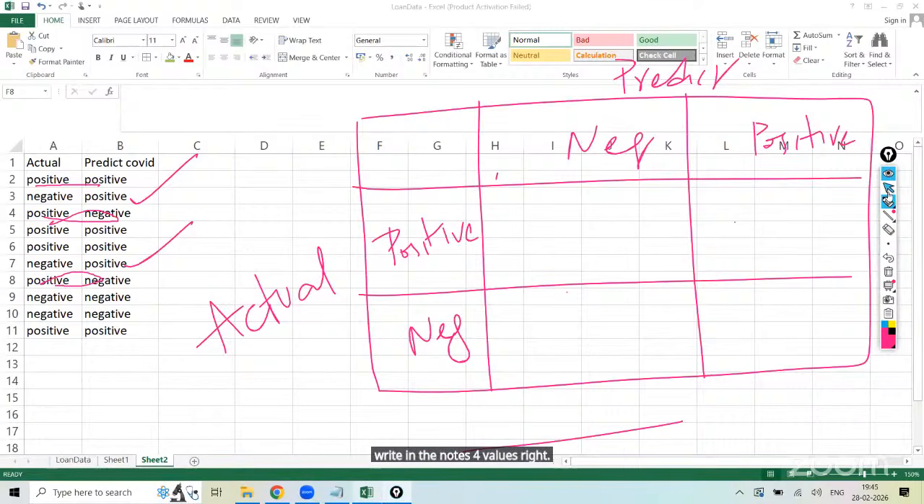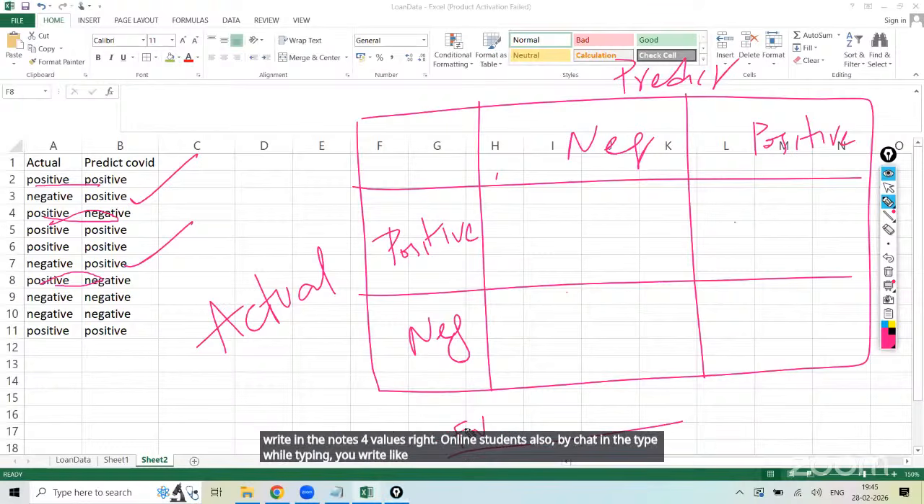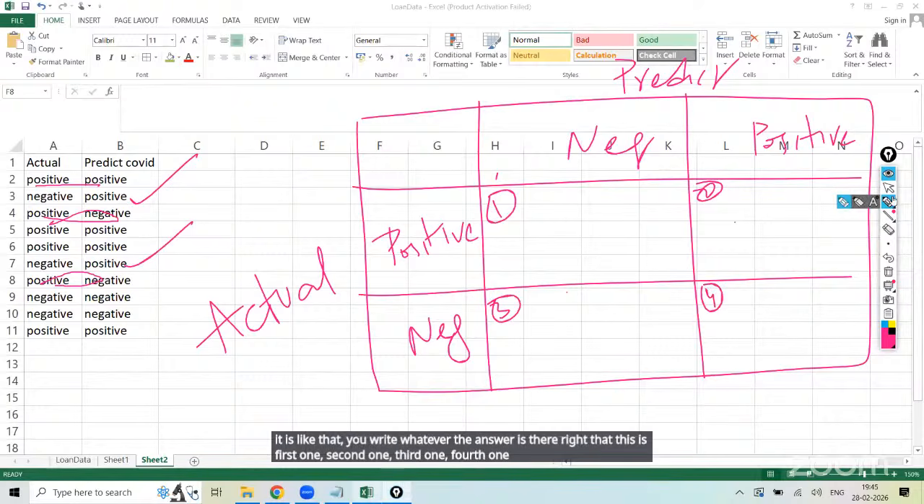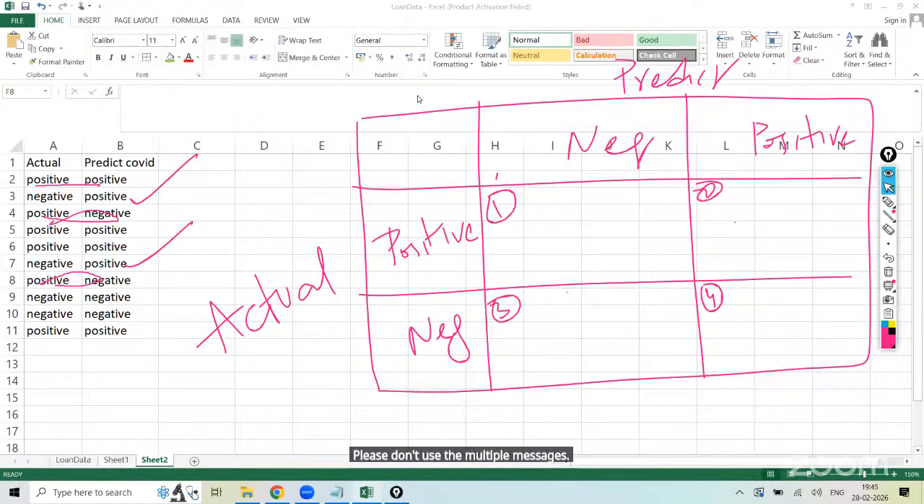Online students also, while typing, you write like this: FN, comma, TP, comma, FP, comma, whatever it is. Whatever the answer is there, write that this is first one, second one, third one, fourth one. In a single message, please write the 4 values. Please don't use multiple messages. Write using comma separated values: first one, second one, third one, and fourth one.